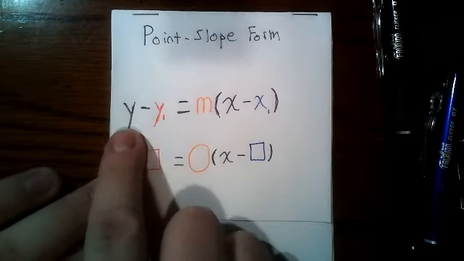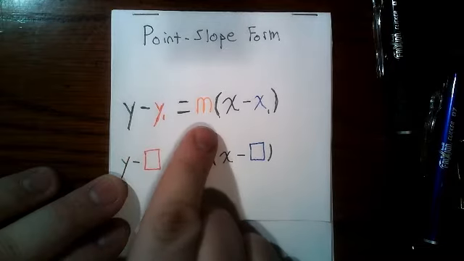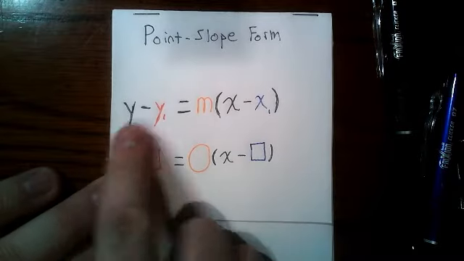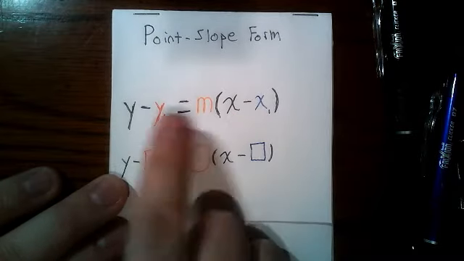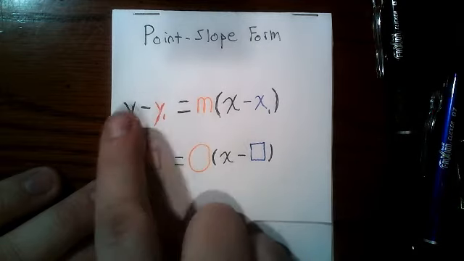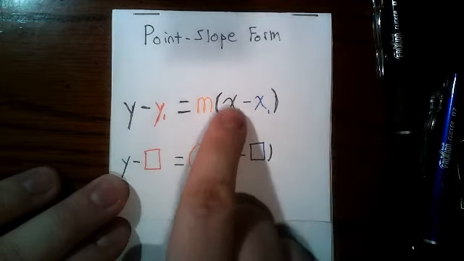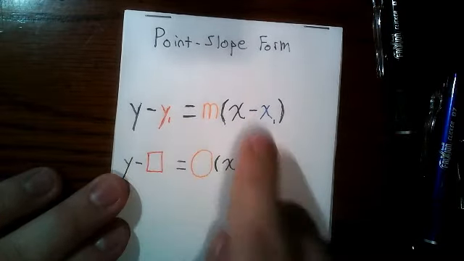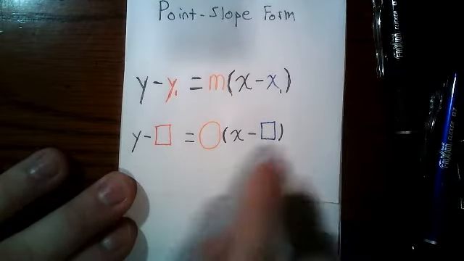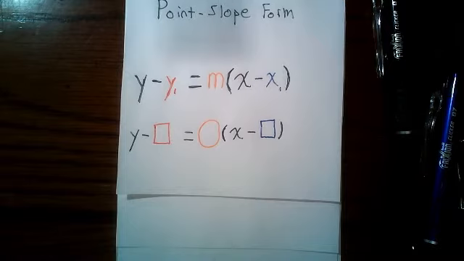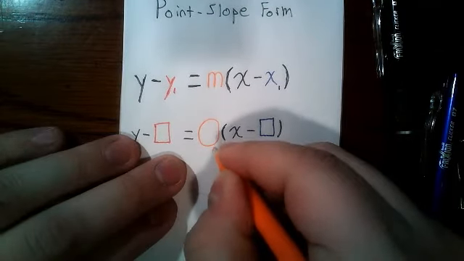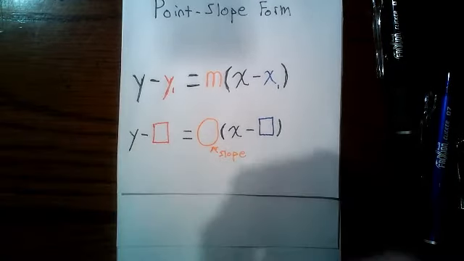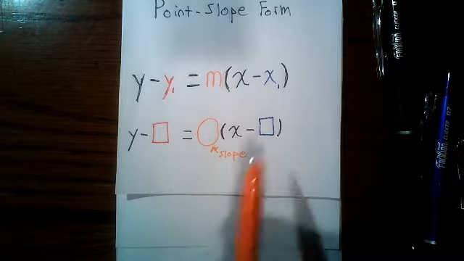Point slope form is y minus y1 equals m times x minus x1. I did the y and the x in black because these two variables never change. This is always going to be a y, this will always be an x. What changes are these three colored boxes and variables, and each color means a certain thing. M, which you should be familiar with, is your slope. And I want you to use three colors as well. Mine is red, orange, and blue.